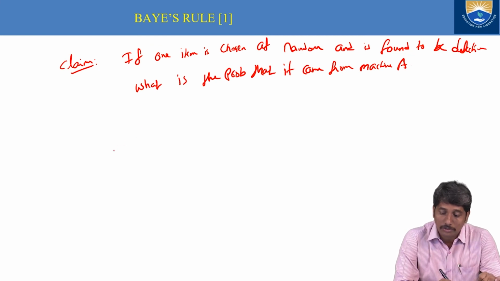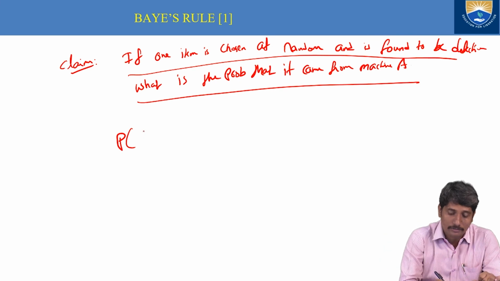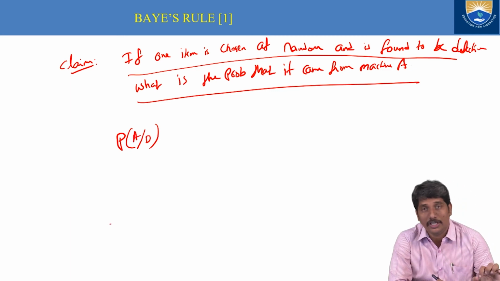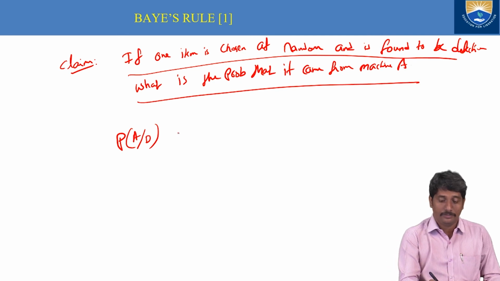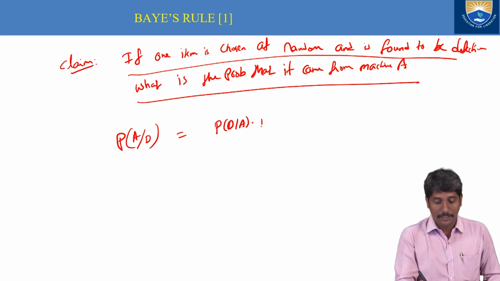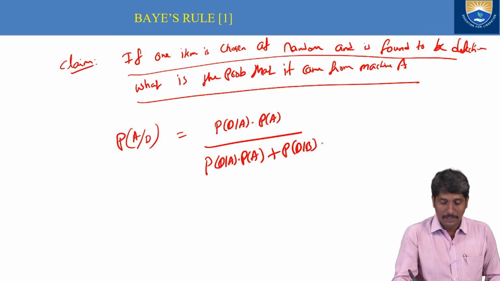Now, if you understand the question, it is telling that you have picked a defective item into your hand, so that has already happened. An already happened event should be written in the denominator. So a defective is picked. What is the chance that it is manufactured by machine A? That is what you have to find. So P of A given D, if you pick a defective item, the probability that it is manufactured by machine A. But Bayes' law says that it is P of D given A into P of A divided by P of D given A into P of A plus P of D given B into P of B.